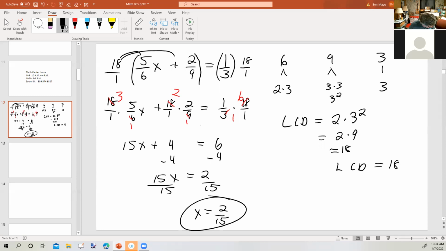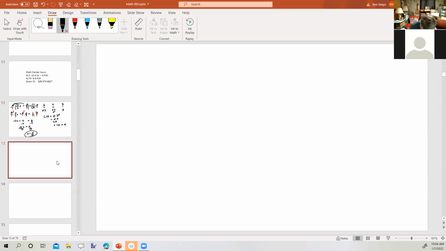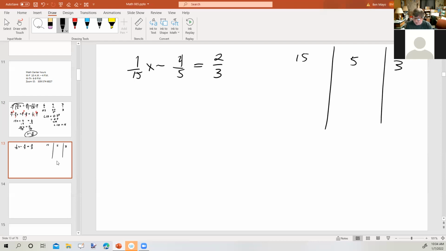Let's take a look at one more example. We've got 1/15 x minus 4/5 equals 2/3. So again, to find the least common denominator, we're going to do the prime factorization of each denominator. The prime factorization of 15 is 3 times 5. 5 is already prime, 3 is already prime. So the LCD would be the product of the highest power of each different prime factor within all the different denominators. We have 3 and 5. 3 to the 1 power times 5 to the 1 power. 15 is the least common denominator.